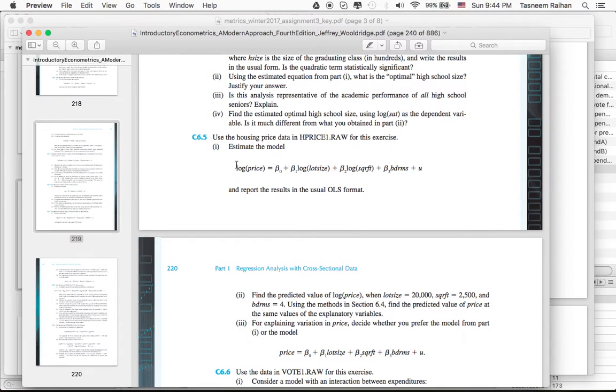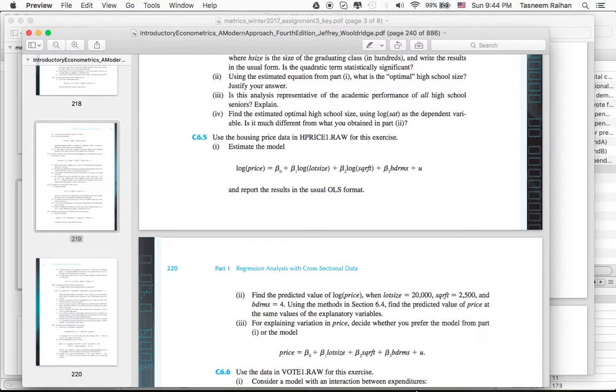So in this exercise we have to estimate this model where the dependent variable is the log of the price of the house, and the independent variables include the log of the lot size of the house, then the log of the square feet of the house, and the number of bedrooms in the house. Sorry, there is no log on bedrooms. And we have the error term.